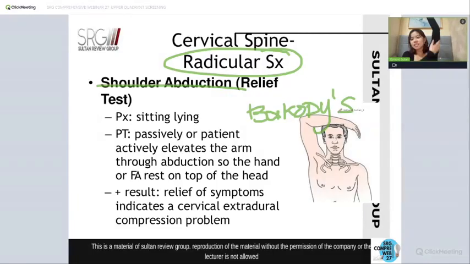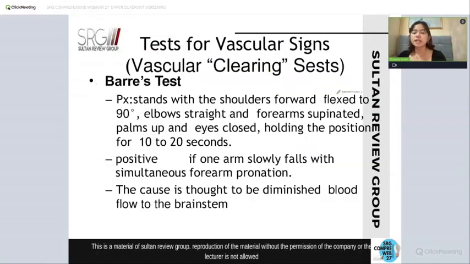Another test is, okay, magkamukha yung dalawang test na magkasunod. So that is for your Barre's test and your Hautant's test. Okay, parehas po silang for vascular signs and symptoms. So let's talk about your Barre's test first. So Barre's test, patient in standing with shoulders forward like this. Okay, then flex to 90 degrees, elbow straight, forearm is supinated. Okay, so nakaganyan yung patient natin.